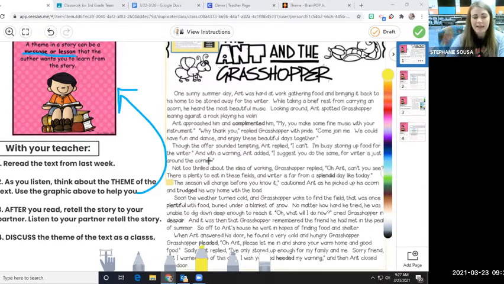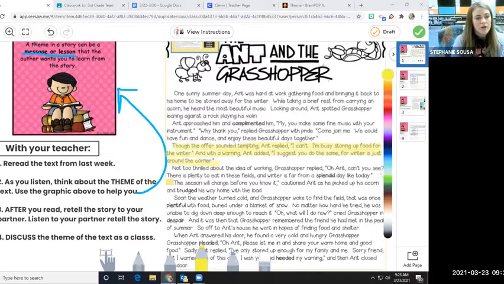I'm going to highlight this, and I'm going to highlight it because I see the ant teaching Grasshopper something. The ant is teaching Grasshopper, you better get ready for what's coming. Okay, so that seems important to me for a lesson that I can learn. Okay, let's take a look here.